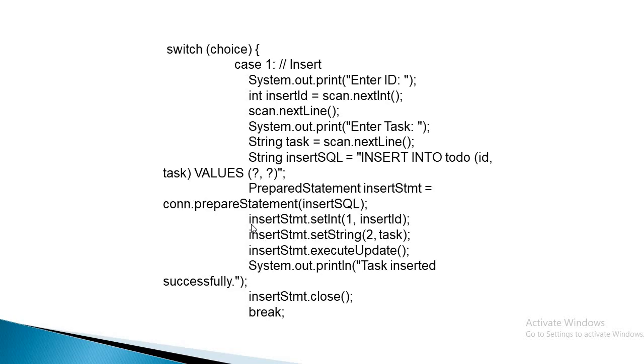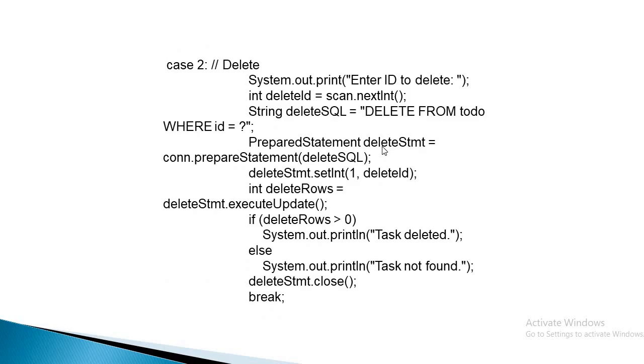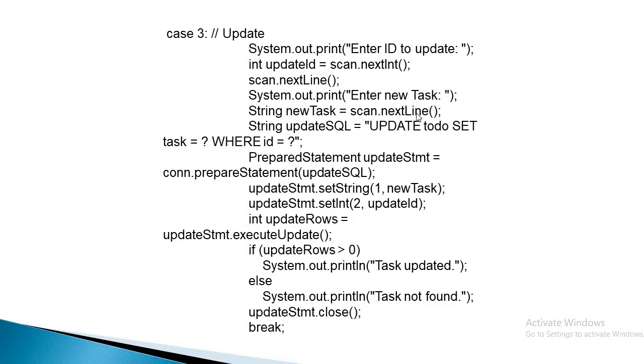For insert, get the input by entering the ID, then insert the values using the prepared statement. Then the delete statement: delete from table name where ID equals a value, specifying which row we are going to delete. Then the update command: update table name set task equal to a value where ID equals the one we are going to update.